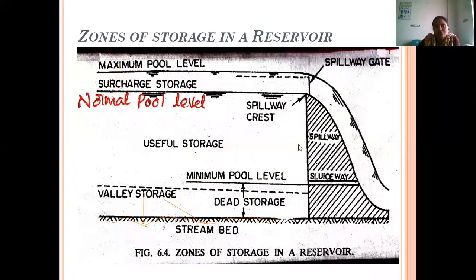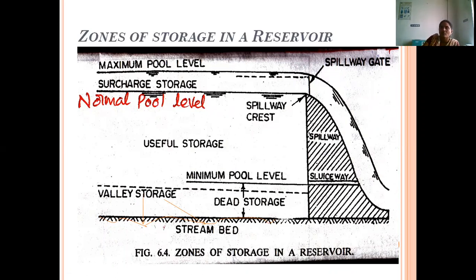Good morning. Now we are discussing the zones of storage in a reservoir. Here, four main types of storage zones are there. First one, valley storage, dead storage, useful storage, surcharge storage. So these are the different storages, and pool levels also. Three pool levels: minimum pool level, normal pool level, and maximum pool level.